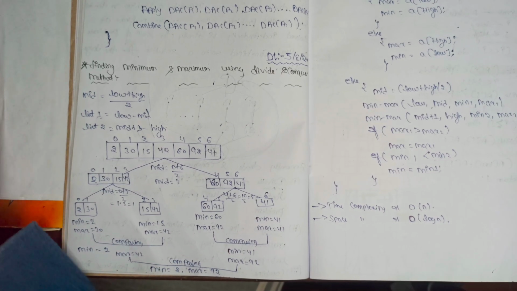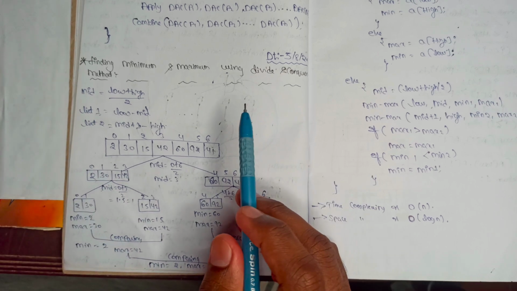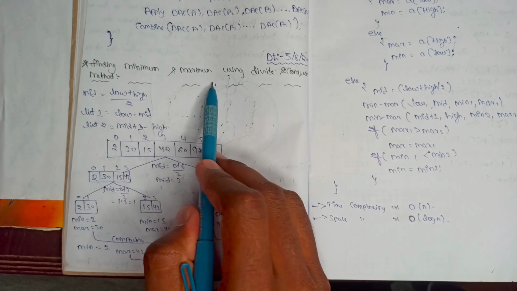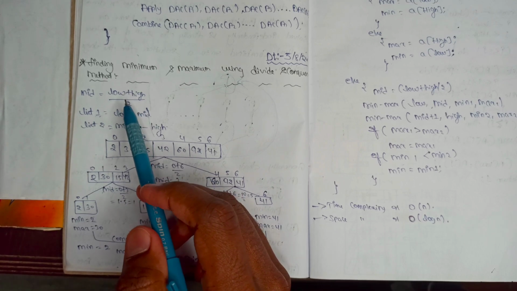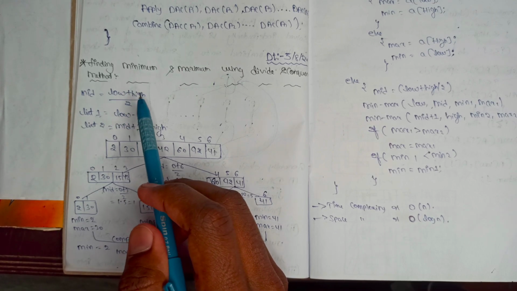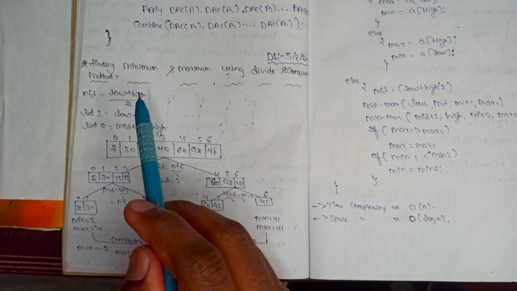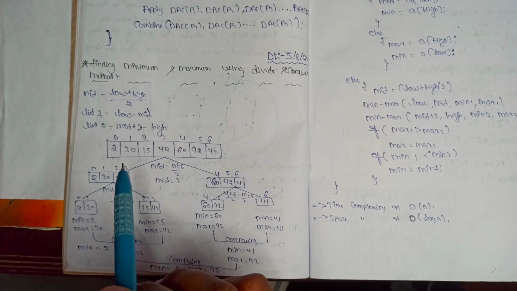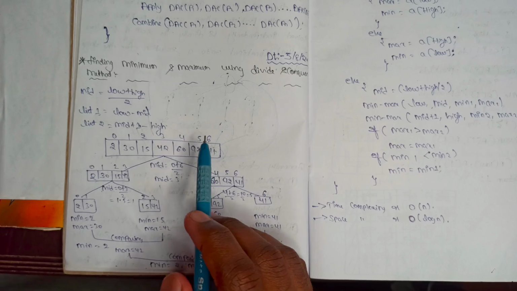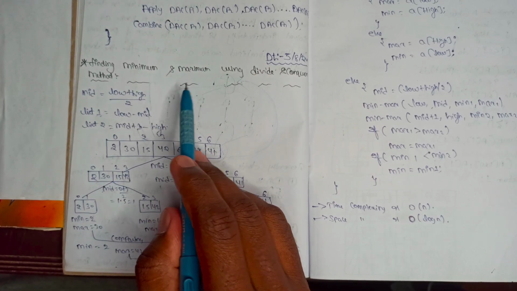So in this video we are going to discuss finding minimum and maximum using the divide and conquer method. In the previous video we already discussed the divide and conquer method and the defective chessboard. If you missed that, please watch it and come back to this video for better understanding. It is also an easy process, guys.